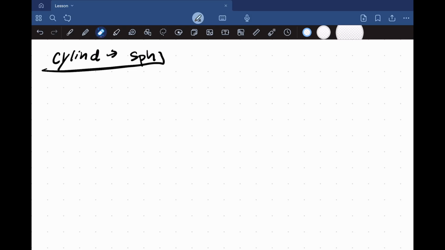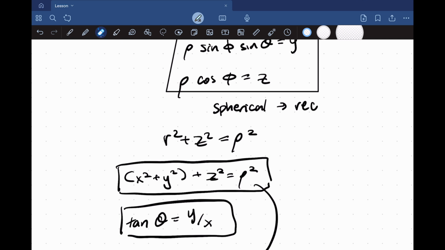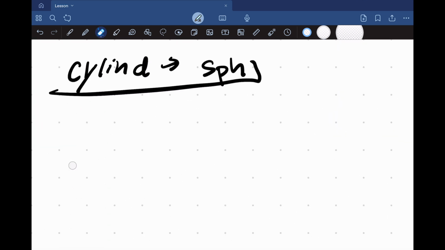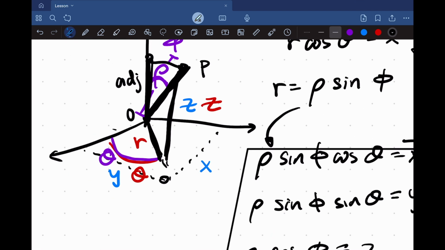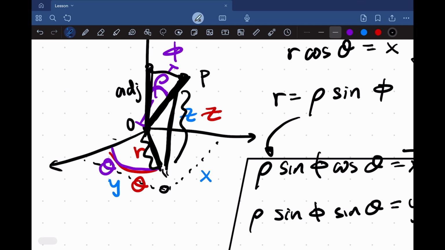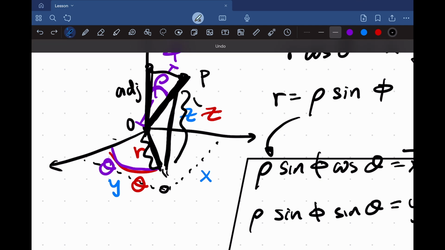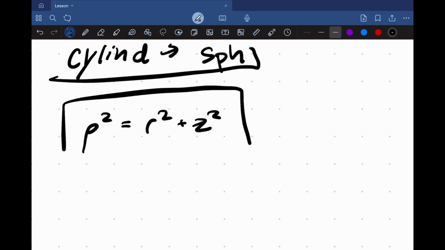So we already defined in the last section that r squared plus z squared equals rho squared, so we can just bring that over here. If you don't remember, it was because these are the two sides, like the x and y, and r, basically. So instead of the actual xy coordinates, we're talking about the right triangle here. So this is our equation 1.